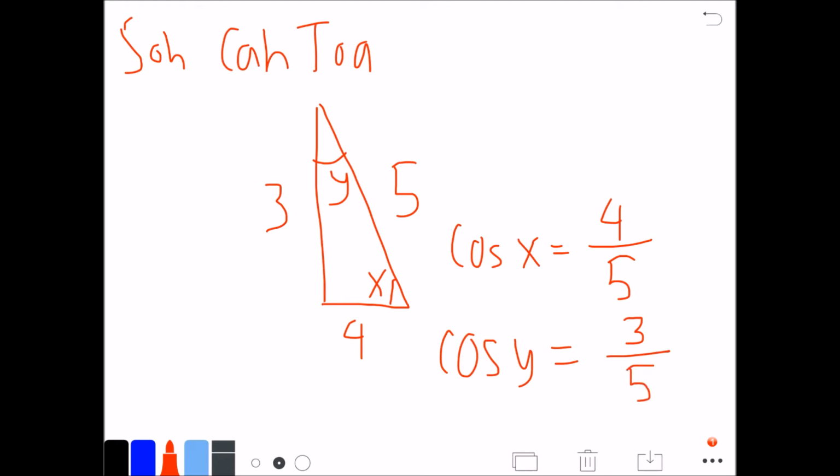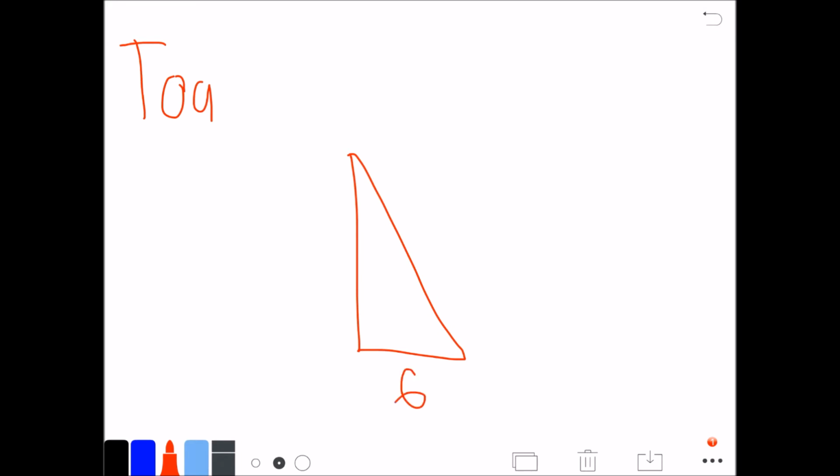So let's clear this. And this time I'm going to use tangent, so I'll write Toa down here, so not to get confused with Soh Cah. So let's maybe do something a little different. Let's do 6, 7, and I'll call this h because it has to be 6 squared plus 7 squared, then take the square root of that. So I just keep it h.